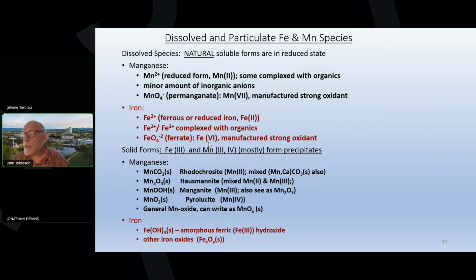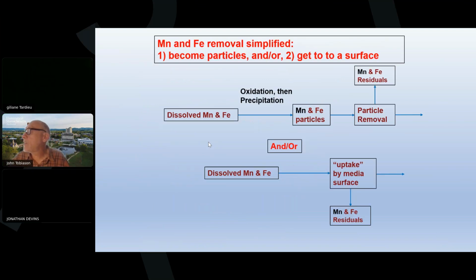Iron Fe2+ is soluble, some Fe3+ complexes, and then there's also a strong oxidant we can make that is not yet commercially available. The solid forms are things like manganese carbonate precipitates at high pH with softening, and then various other minerals that we generally end up calling MnOx, because the x could be O2, in fully oxidized Mn(IV), mixtures of Mn(III) and Mn(IV), or Mn(III) itself. And iron usually precipitates as amorphous ferric hydroxide and then creates a lot of other oxides.